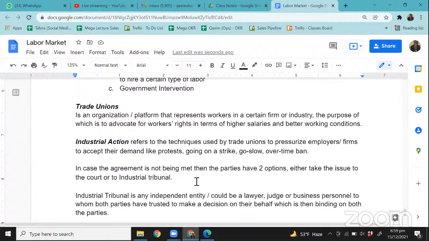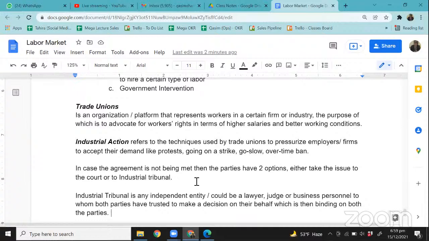And just like whatever decision is made by the court is binding, you can't avoid it, the decision has been made. Similarly, whatever decision the industrial tribunal makes is also binding for both parties. Does it make sense? Is there anything confusing at this point, anything you want to ask me, any clarification you need?